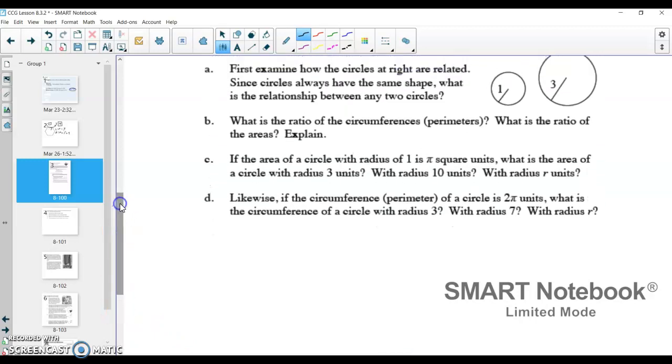Part A was actually in the homework, way before all this, so you might not remember it. But the idea is that all circles are similar. So when it's saying, since circles always have the same shape, what is the relationship between any two circles? Well, they're always similar. Which means that we can use our linear scale factor and our area scale factor to help us do these problems, because we can use those scale factors when we know two shapes are similar. All right, so part A, those two circles are similar.